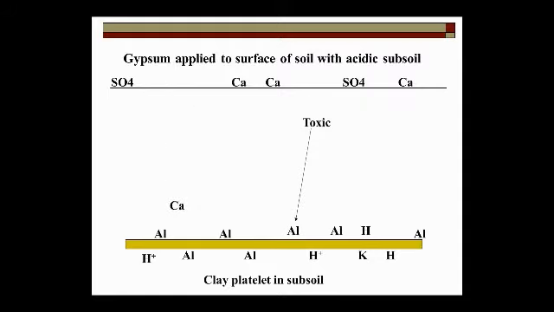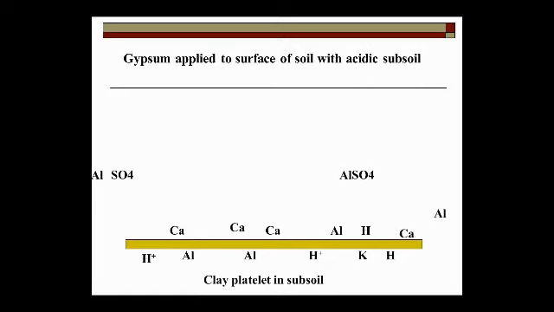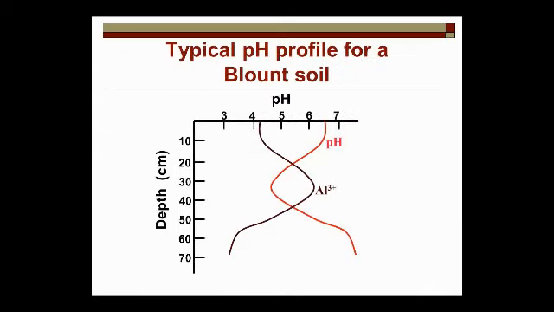We apply it, it solubilizes and moves down through the profile, displaces the aluminum, kicks it out. The aluminum is leached out. Some of the aluminum forms complexes with the sulfate, and that sulfate complex is non-toxic. And so the net result is improved root growth.